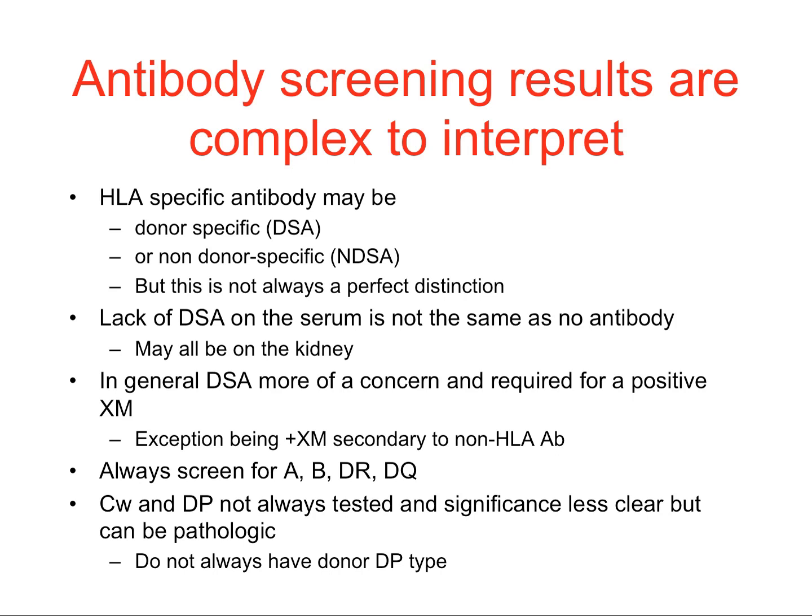Now, most systems will screen for A, B, DR, and DQ antibodies, and not everyone will screen for CW and DP, and we don't always know the DP type of the donor. Their significance is less clear, but they certainly can be pathologic.